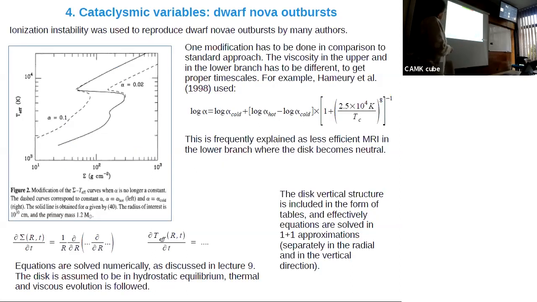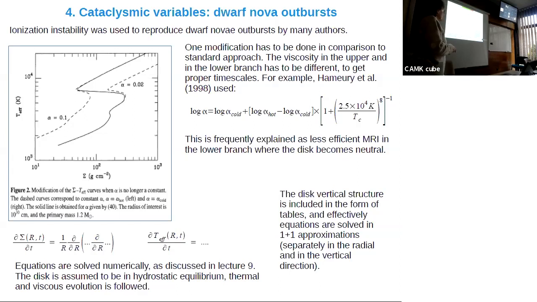On the other hand, modeling this disk is not as simple as you might think. Solving equations is not very difficult. You have to solve two equations if you use a 1+1 approximation, and this is what is usually done. Separately you calculate the vertical structure of the disk, and separately you solve for the independent radial structure using the surface density and, for example, effective temperature. So it's not 2D computations, 1+1, but it's very fast and done by many people.